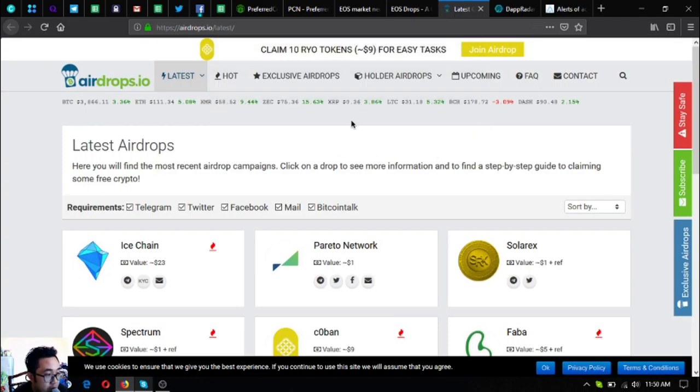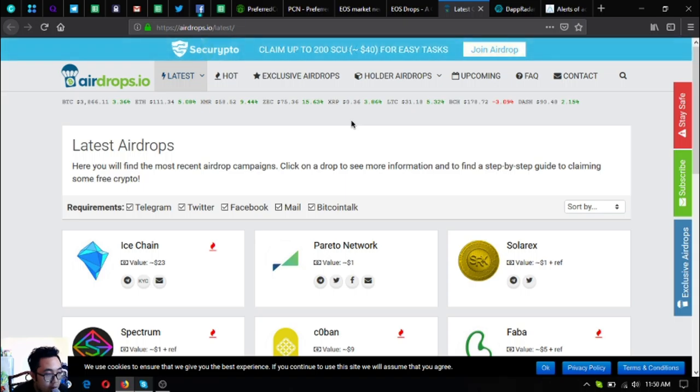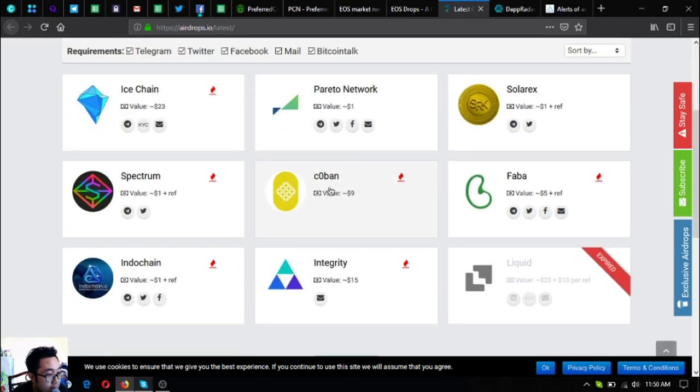The next one is also just like eosdrops.io, but unlike eosdrops.io that focuses only on EOS, this focuses on all other cryptocurrencies as well. So this is also an airdrop site.